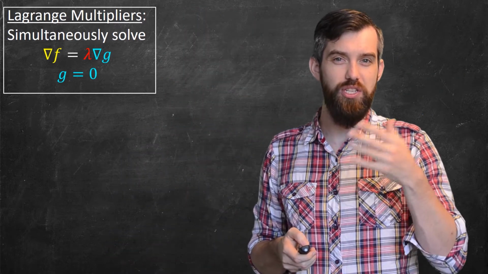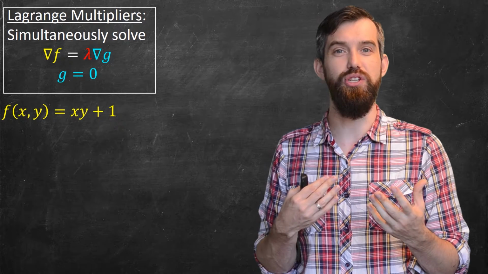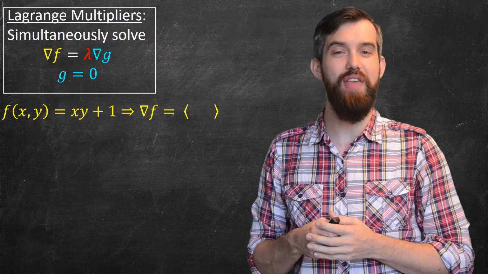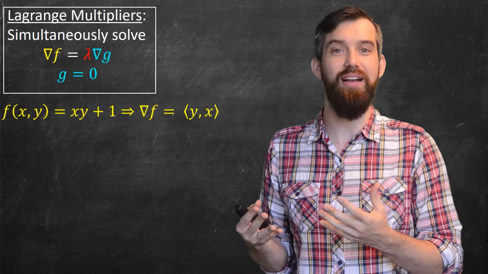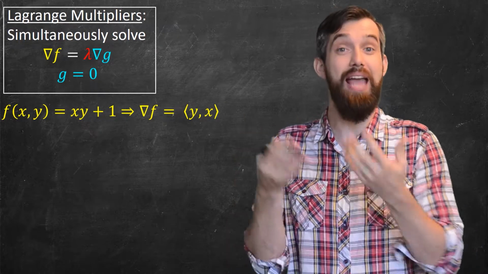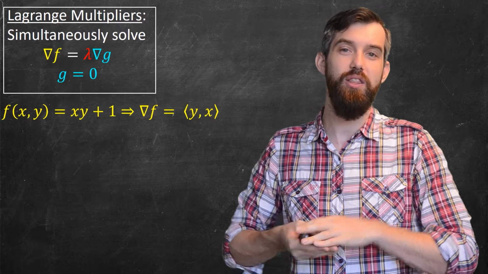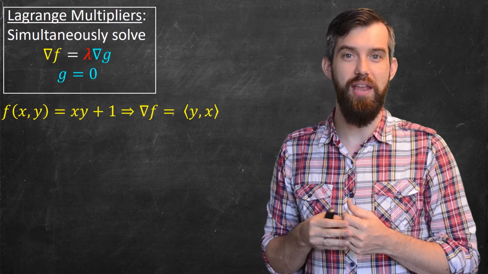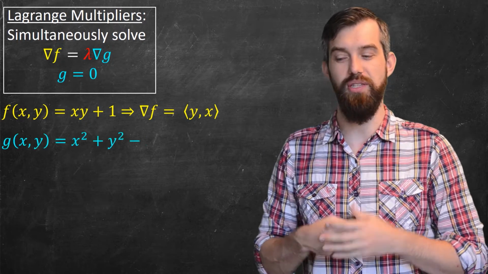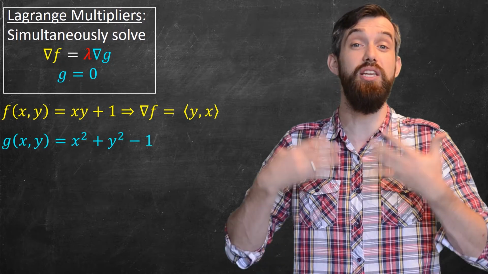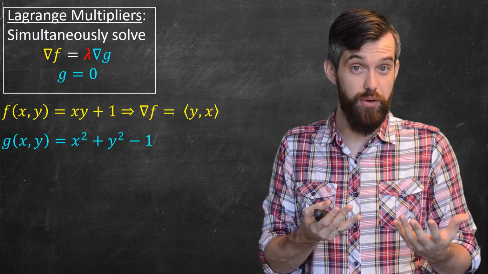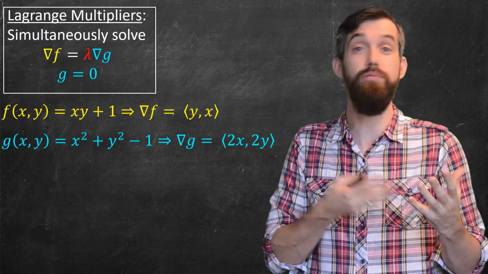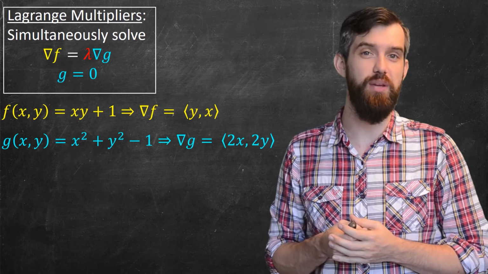So first of all, we started with our function f of x, y equal to xy plus 1. That means that my gradient of that is just going to be (y, x). The gradient is the partial derivative with respect to x in the first component, that's just y, and the partial derivative with respect to y in the second component, that's just x. Then if I look at my constraining equation, the g, I can do the same thing. What is the gradient of this? Again, I have to figure out the partial derivative with respect to x and the partial derivative with respect to y, and what I'm going to get is 2x and 2y. Both of these gradients are easy to compute.